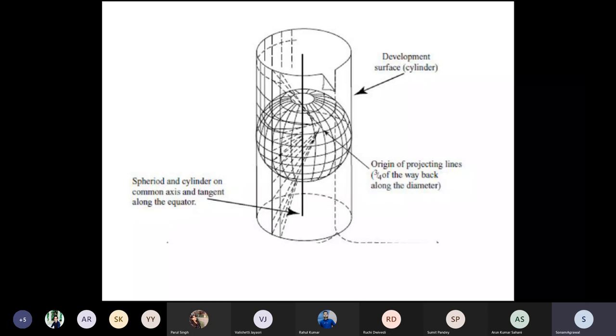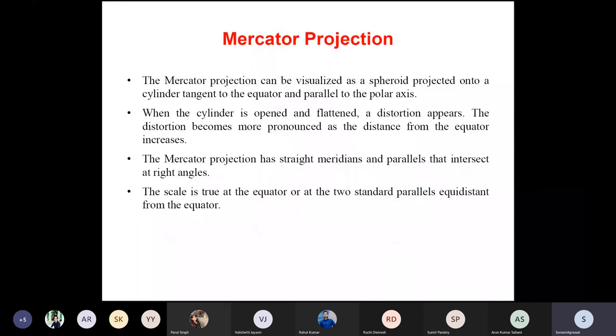So I am just reading about this one. Mercator projection can be visualized as a spheroid projection onto a cylinder tangent to the equator and parallel to the polar axis. Okay. So parallel to the polar axis means it has a normal projection. When the cylinder is open and flattened, a distortion appears. The distortion becomes more pronounced as the distance from the equator increases.